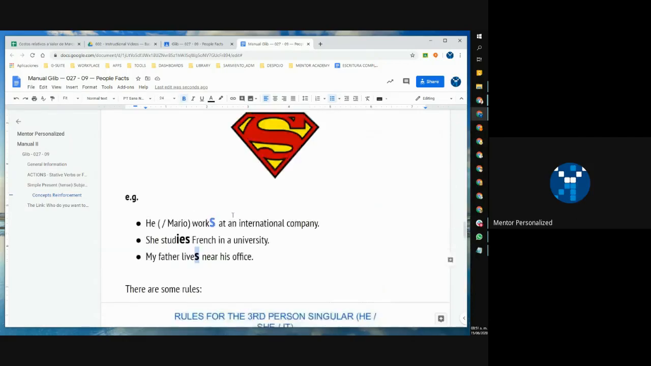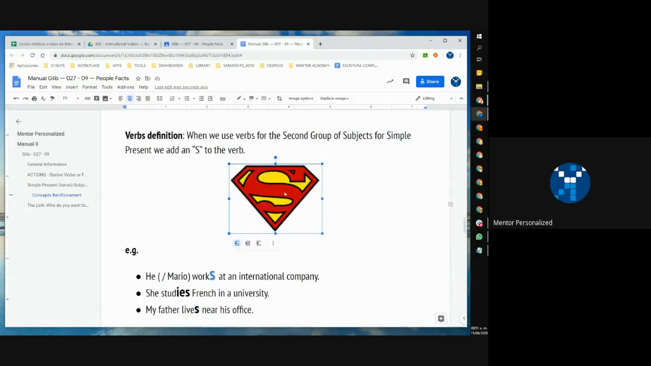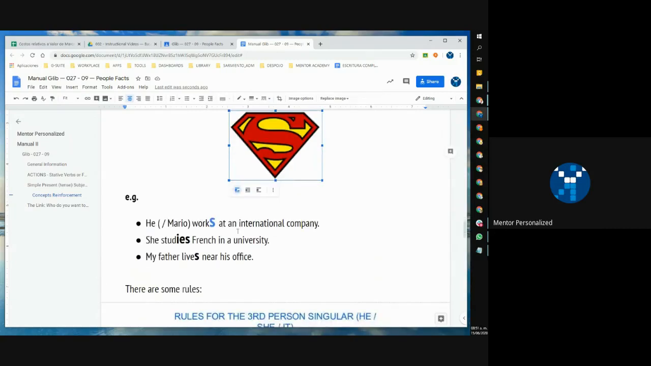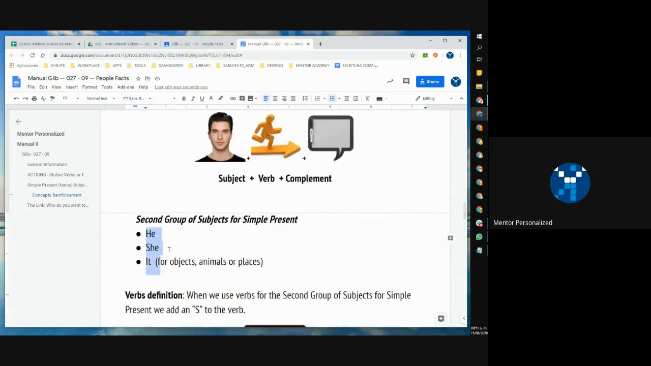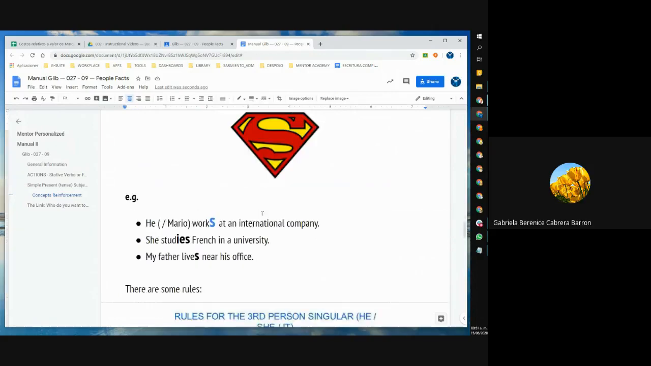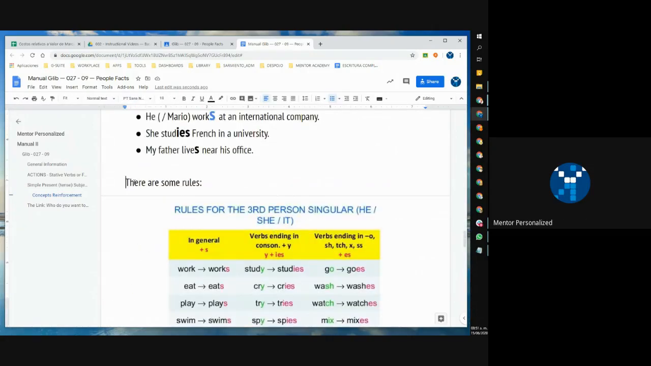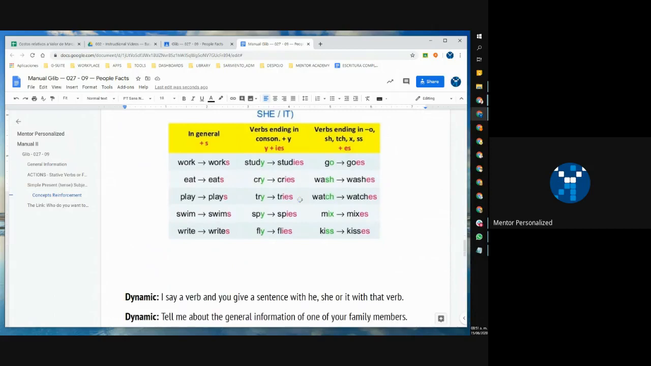That's why I use this symbol, for the conjugation of the verb for he, she, and it, okay? Very good.